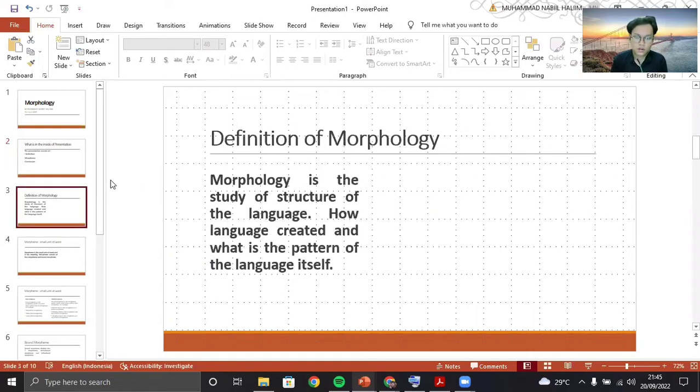Next. The definition of morphology. Morphology is the study of the structure of the language, how language is created, and what the pattern of the language itself is. So we will talk about the structure of the language. In this case, this is the English language. How can the English language be created by humans until now? Okay, next slide.